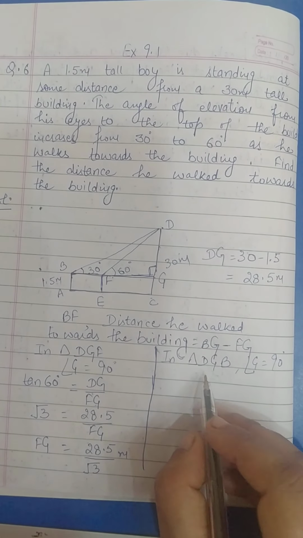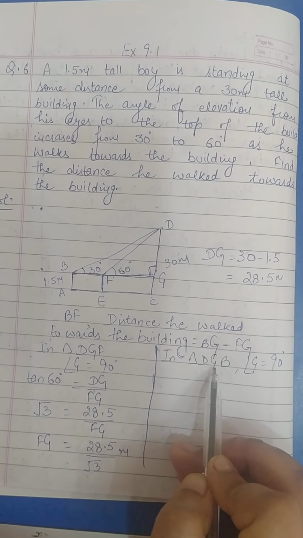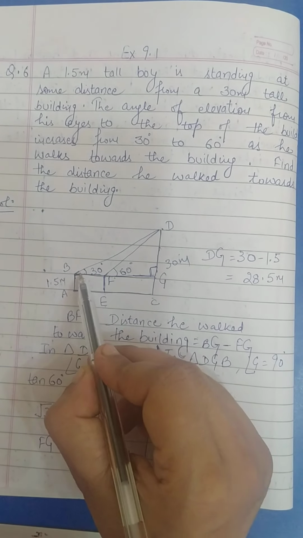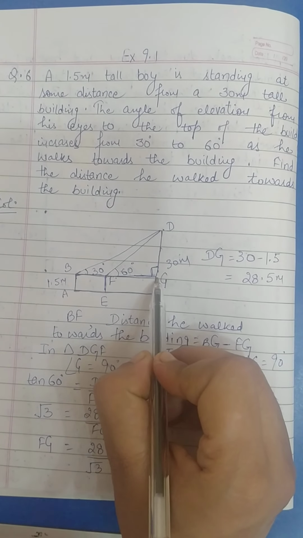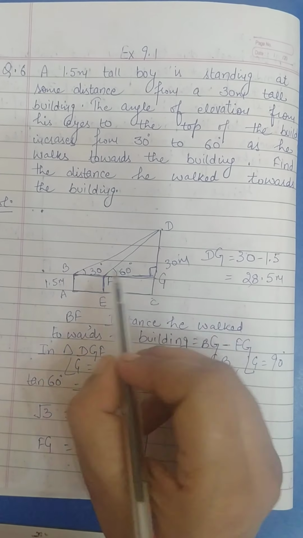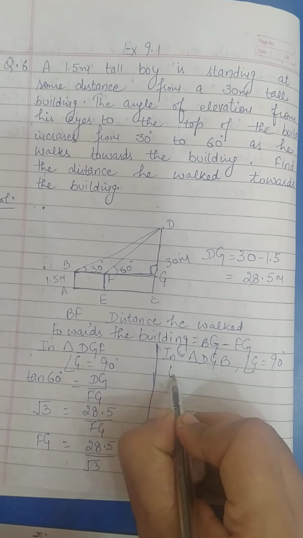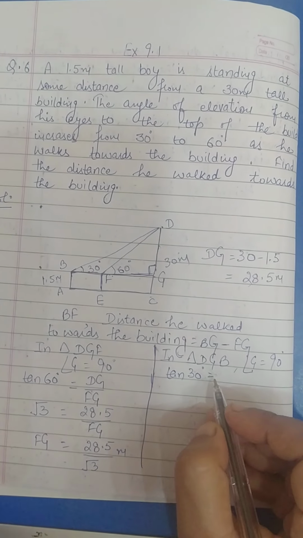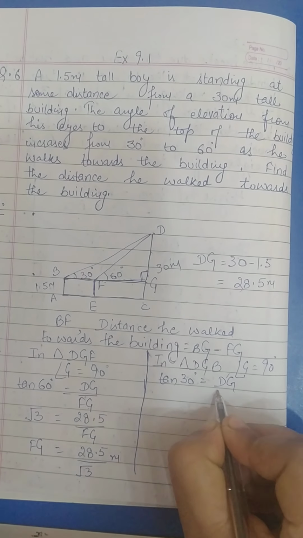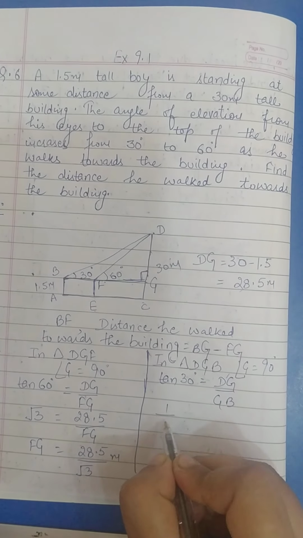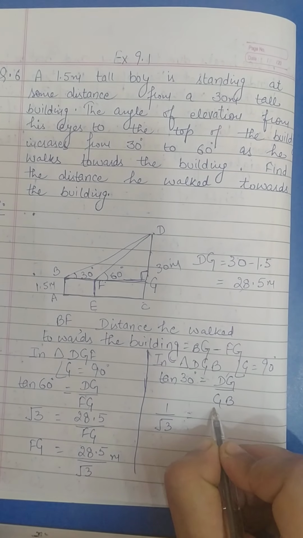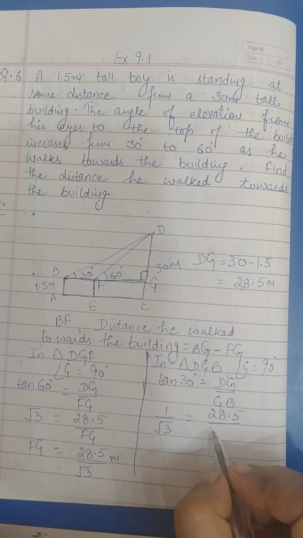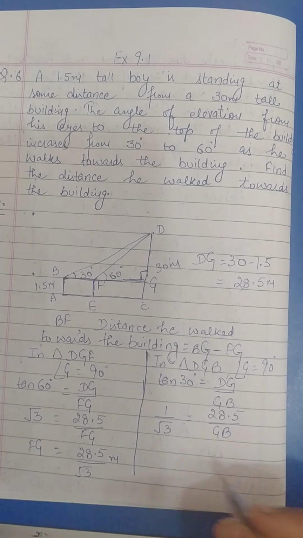Now come to DGB triangle. We want BG. Which one is the side of DGB? Again, this angle is given in DGB, one of the acute angle. The opposite side is DG, perpendicular. We know perpendicular length and we want base. So again we have to apply a formula of tan, because tan is perpendicular upon base. Now value of tan 30 is 1 upon root 3, DG 28.5 on GB. GB is equal to the same, we have to find it out.